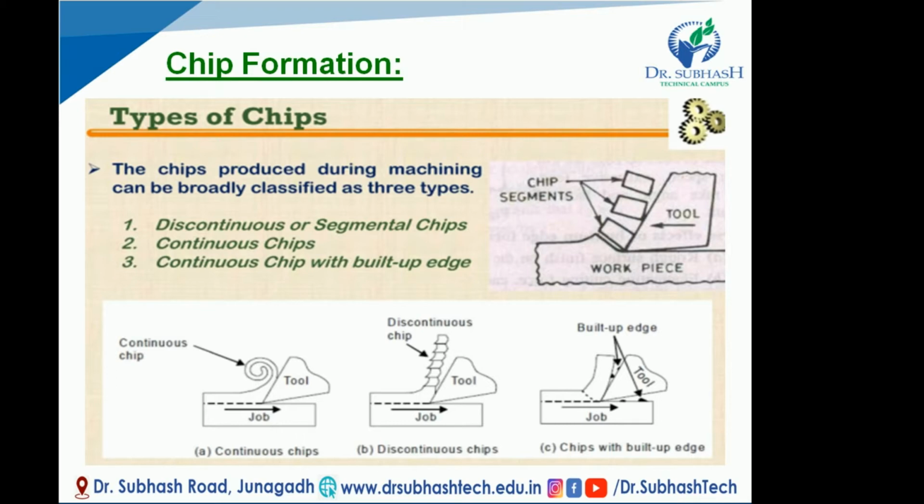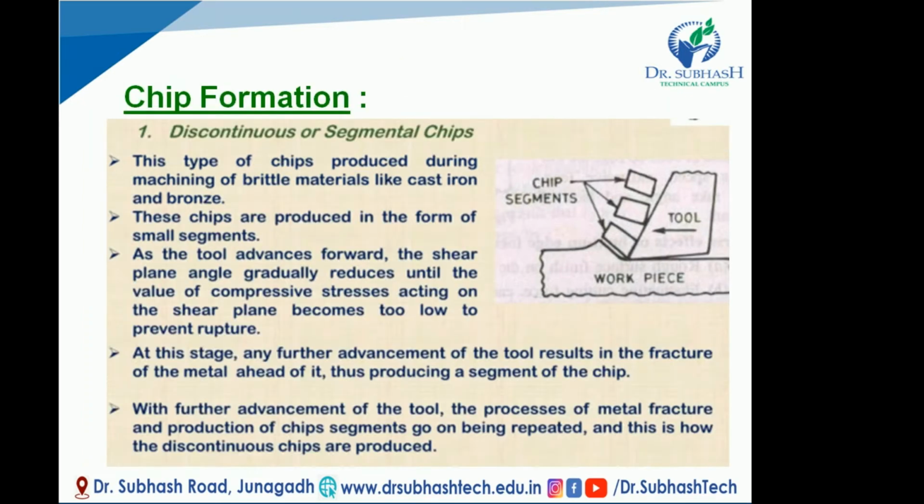This is called continuous chips. The second one is discontinuous chips, which is also called segmental chips. The third figure is continuous chips with built up edge. Now try to understand the chip formation of these three categories. First one is discontinuous or segmental chips. In discontinuous chips, the chip is formed by a series of ruptures occurring approximately perpendicular to the tool face, each chip element passing off along the tool face.